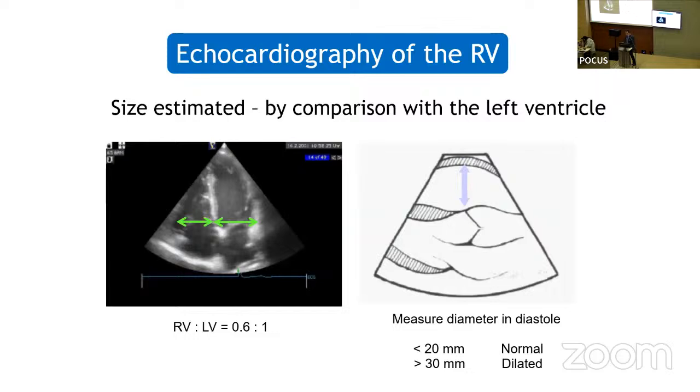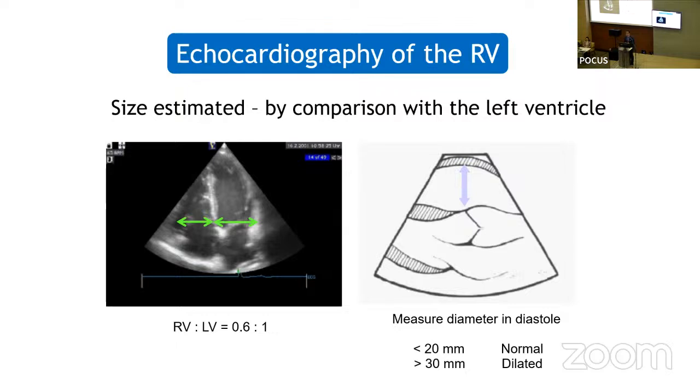Thank you. So now we go into how do we assess the RV in relationship to the LV? We have the apical four-chamber view, as Professor Salustri showed you. And very important, when you initially see visually the size of the RV compared to the LV, the RV should be maximally 2/3 of the LV size. So the ratio between both should not exceed 0.6.